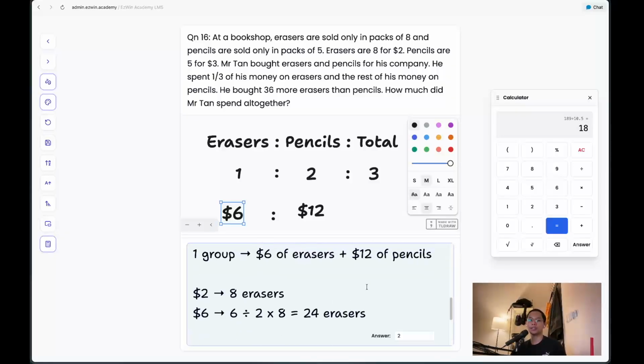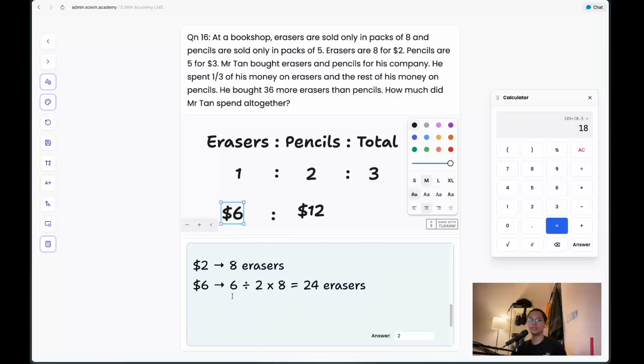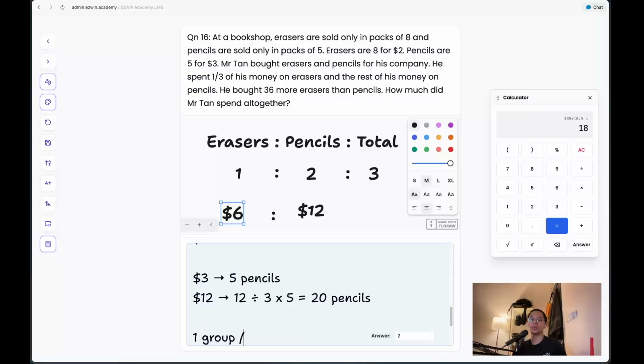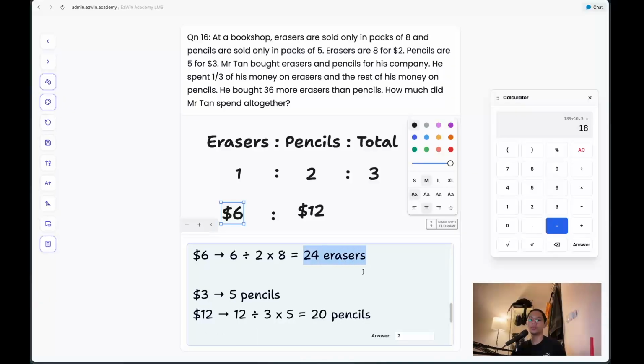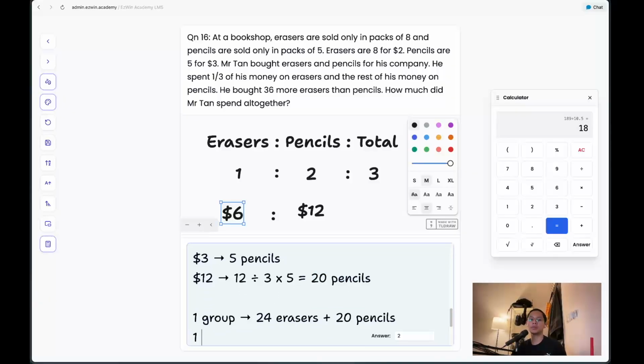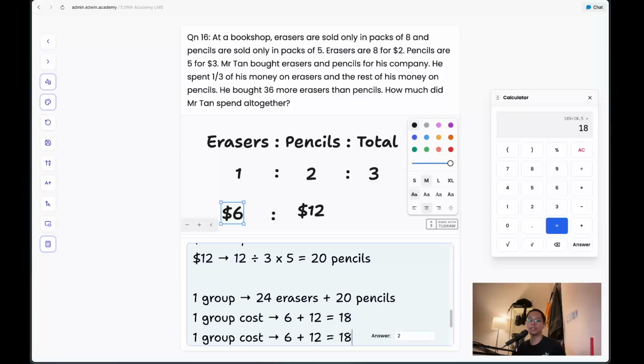Now the pencils are $3 for 5. So $12 will then be equal to 12 divided by 3 times 5, which is 20 pencils. So one group over here has 24 erasers plus 20 pencils. One group cost will be equal to $6 plus $12. Okay, this is important for later on.